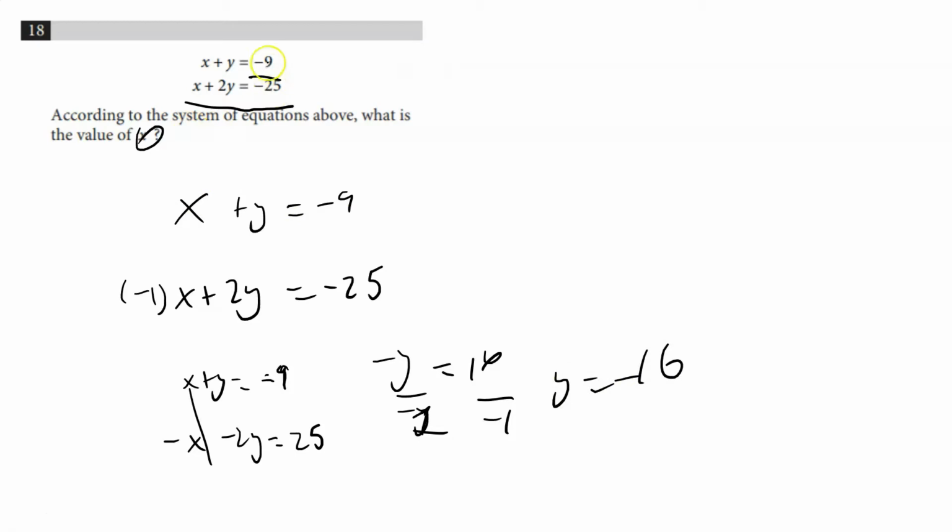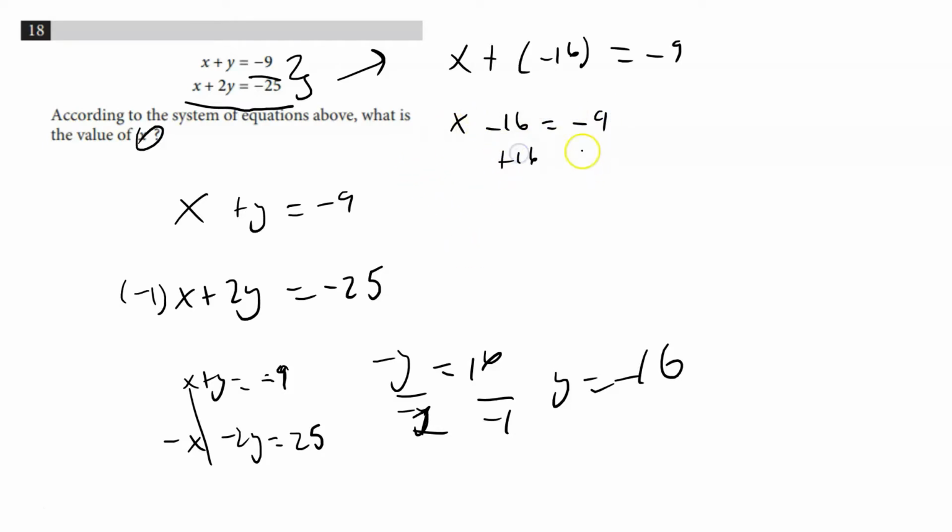It's x, right? So we can just plug this into either one of these equations to solve for x. The top one looks a lot simpler to me, so I'll just do that one. So x plus negative 16 equals negative 9. That's the same thing as writing x minus 16 equals negative 9. And we want x, so we can just add 16 to both sides to isolate. So we have x equals 16 minus 9, x equals 7.